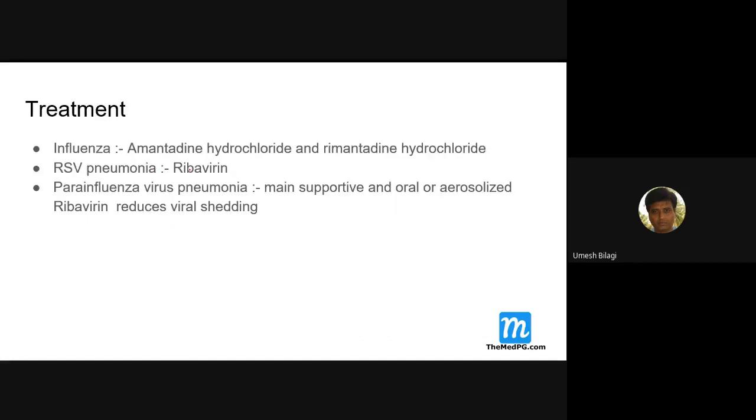Then the treatment. For influenza virus, it is amantadine hydrochloride and rimantadine hydrochloride. You can use them for influenza virus. For RSV, the only drug available is ribavirin. If you are dealing with para-influenza virus, treatment is mainly supportive, and oral or aerosolized ribavirin can be used. This is the treatment for these viruses.